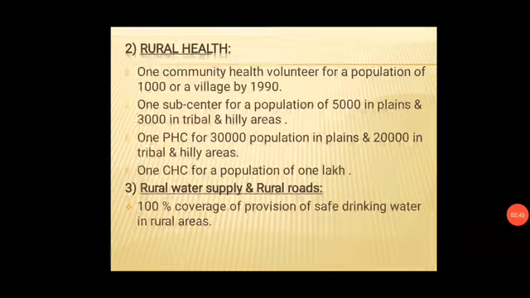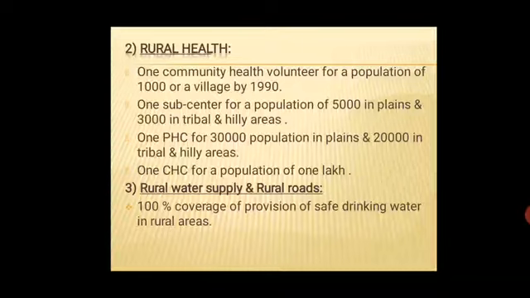The next objective is rural health. Rural health is specifically focused on improving the health standard of rural people, that is, the people living in the rural community. For improving rural health, this program aimed to provide one community health volunteer for a village or a population of 1,000. That should be provided by the year 1990.